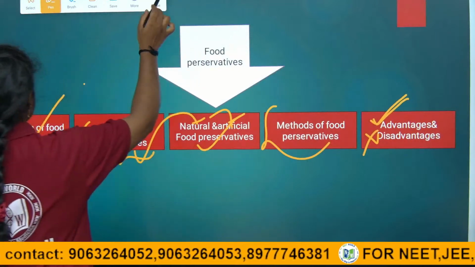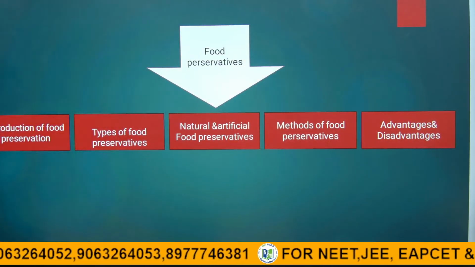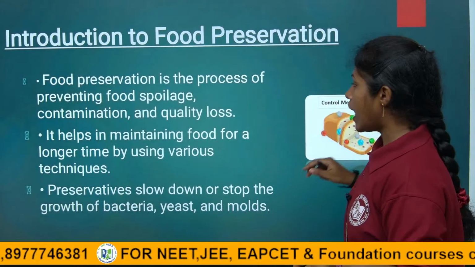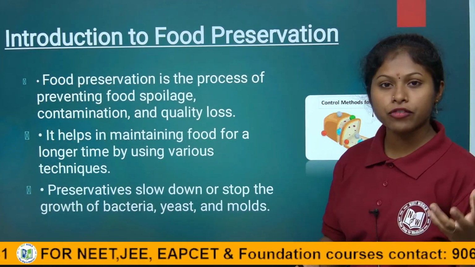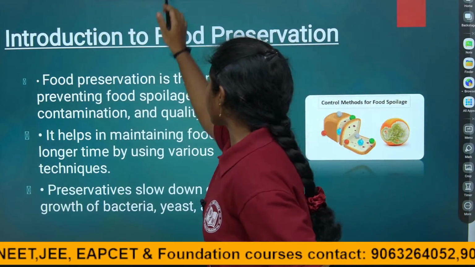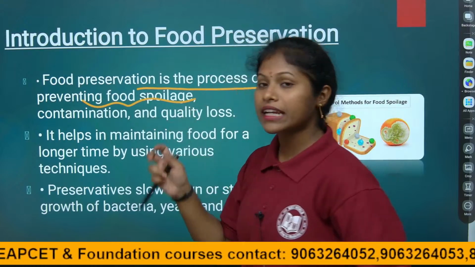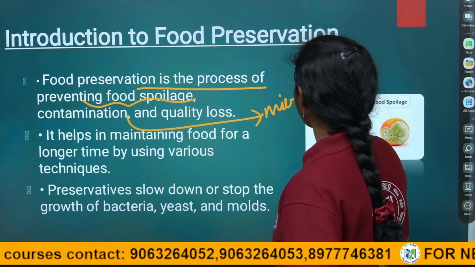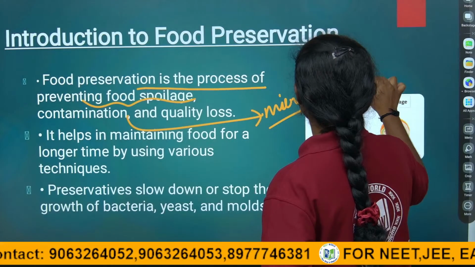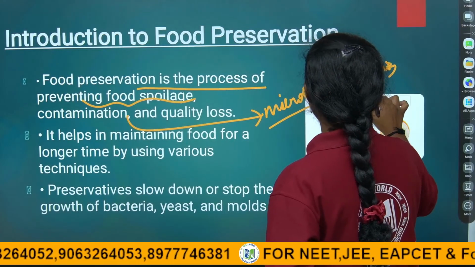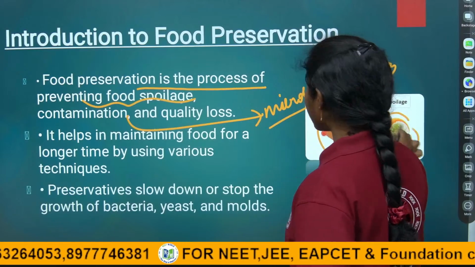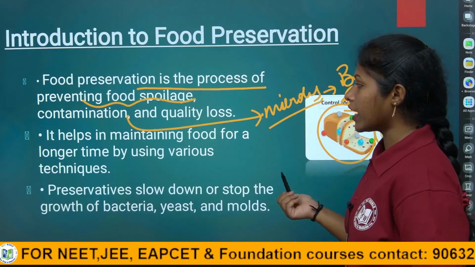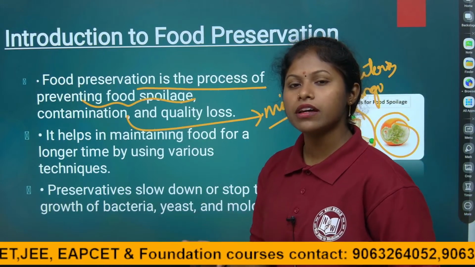So first, the introduction of food preservation. Why is food preservation essential? Food preservation helps to reduce food spoilage and makes food available for a long time. Food preservation is the process of preventing food spoilage by contamination. Contamination mostly happens by microbes like bacteria. They easily contaminate through air, and also fungi. Mainly we see fungi on bread: the green or white cotton-like structure is nothing but fungi. They release a toxic substance, and then the food is spoiled.